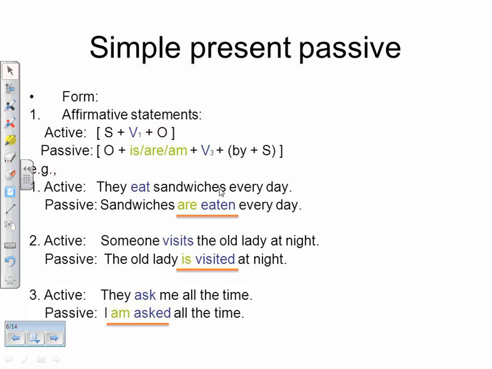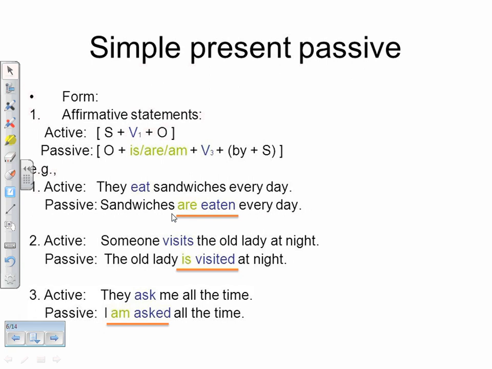Where's the object? Sandwiches. So I will start with the object. Sandwiches are eaten every day. Very good. I started with the object, then verb to be according to the object. If it is plural, I will put are. If it is singular, if I say the sandwich, I will say is. Sandwiches, I will write are. Again, when I say the sandwich is, sandwiches are. So the sandwich is eaten or sandwiches are eaten.